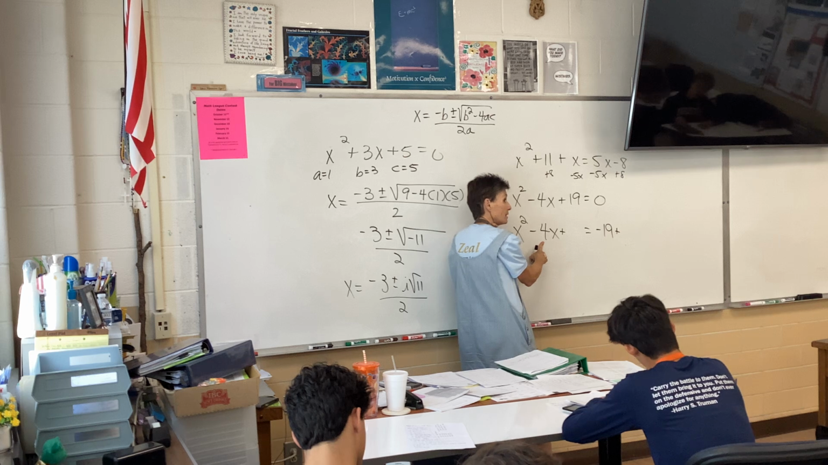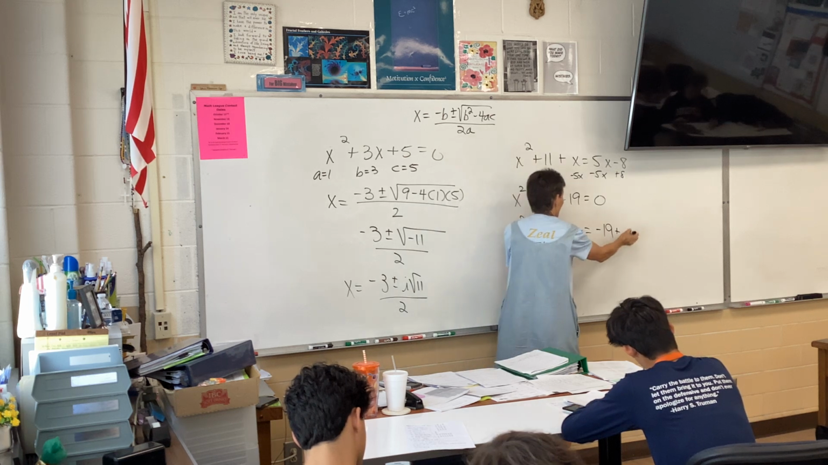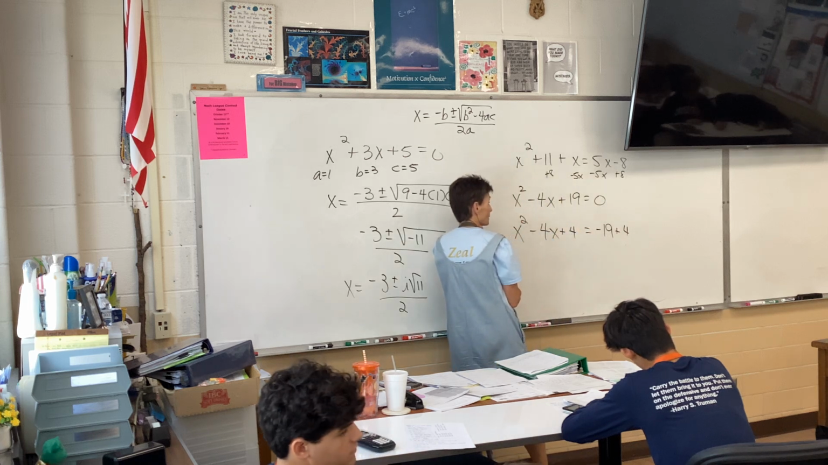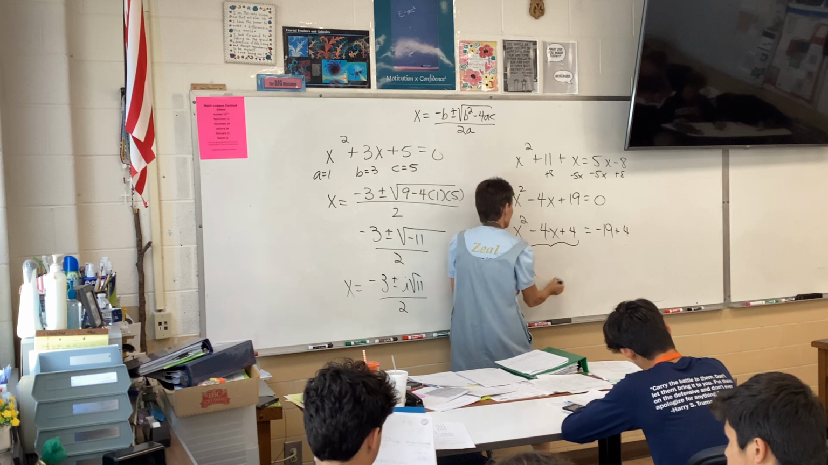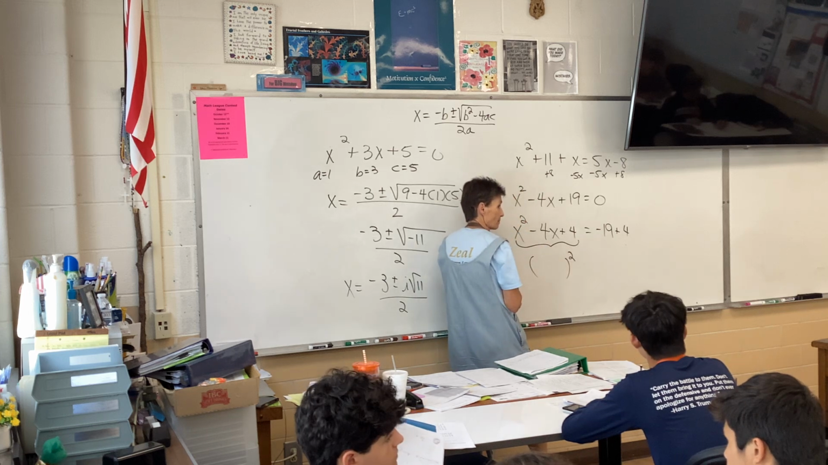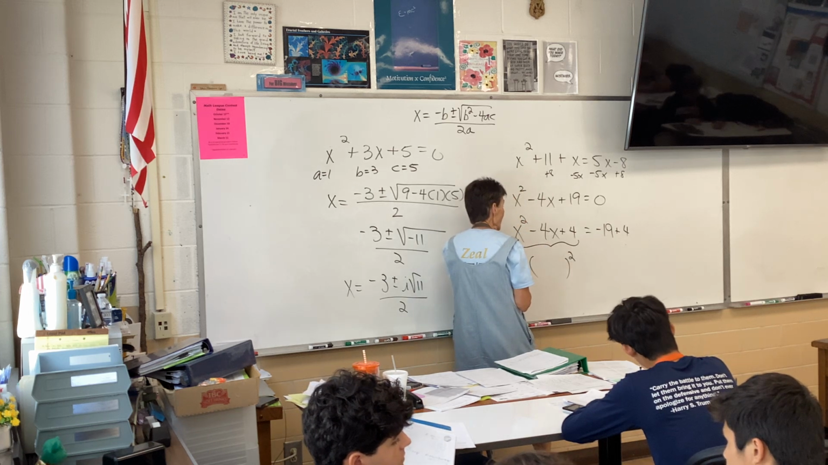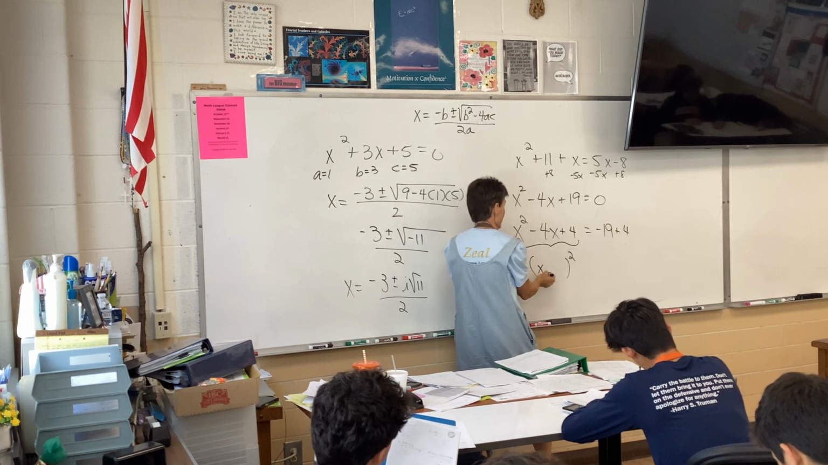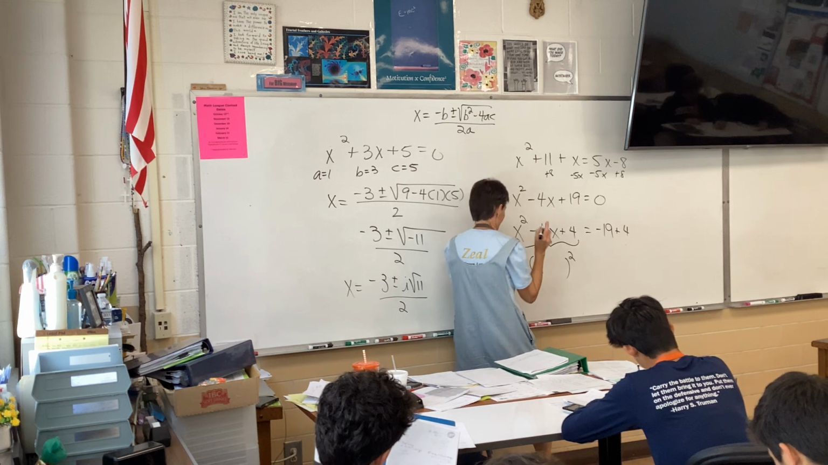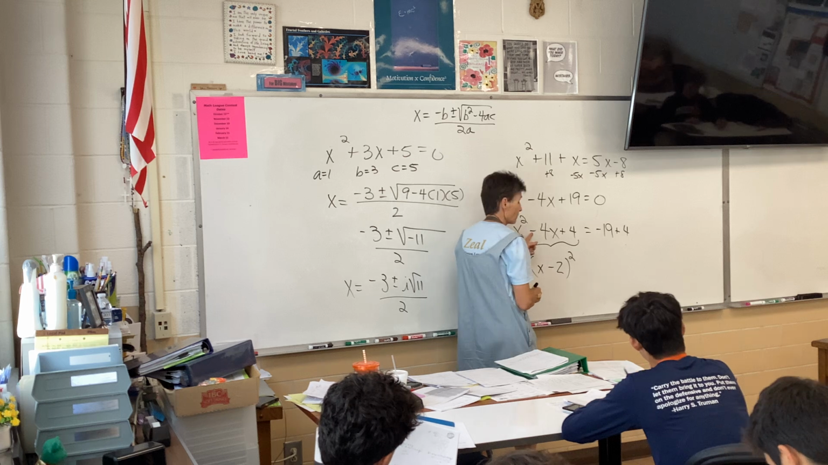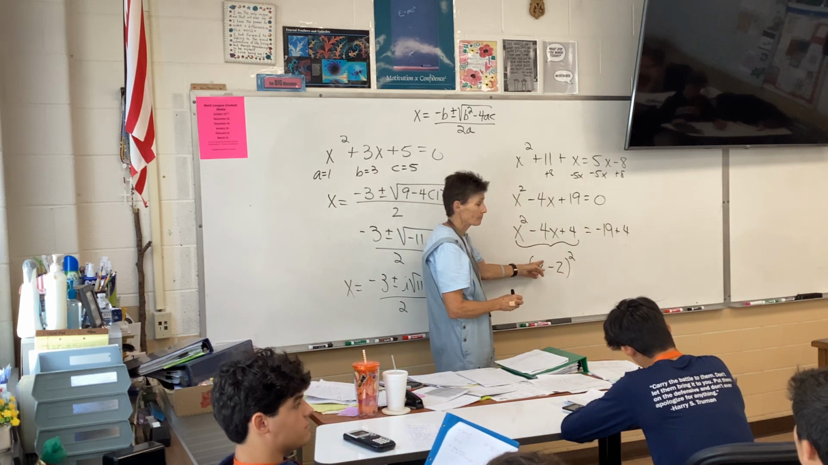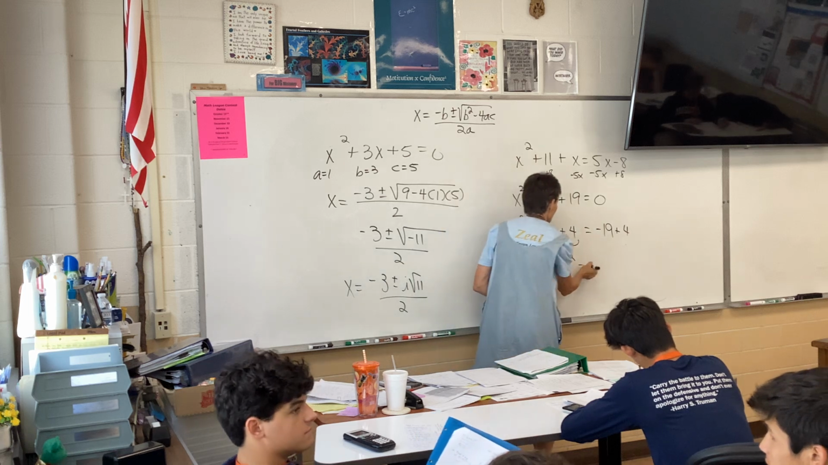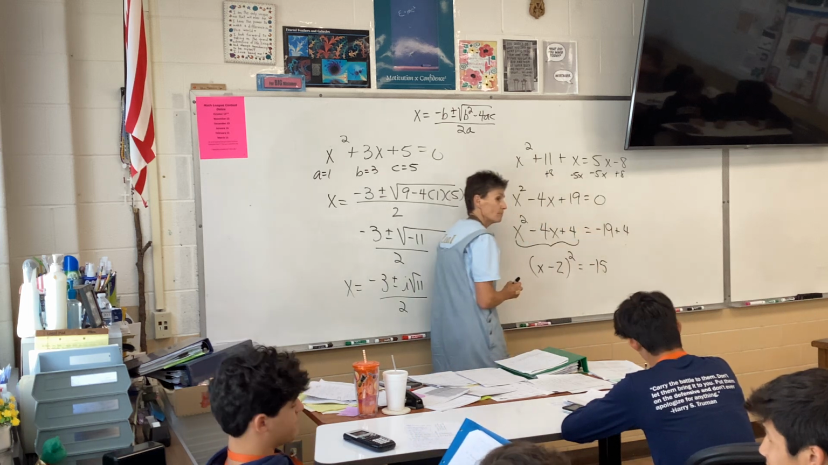Half of 4 is 2, and 2 squared is 4. This whole thing needs to be this. So what would that be in there? x minus 2. Remember, if that's a minus, this is a minus. And that equals negative 15.